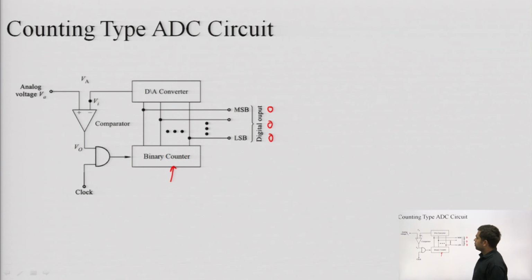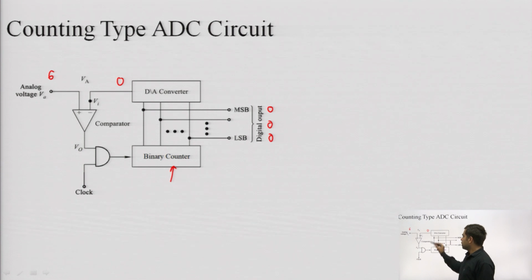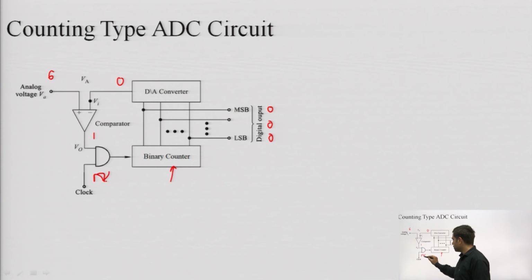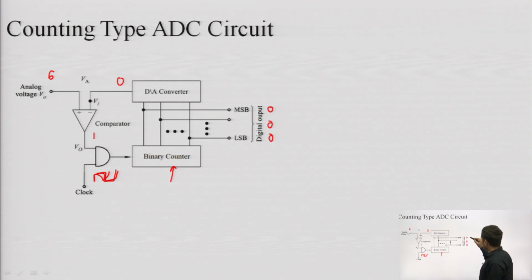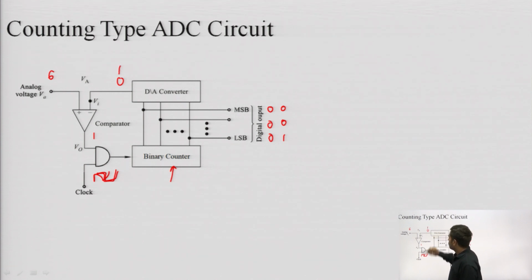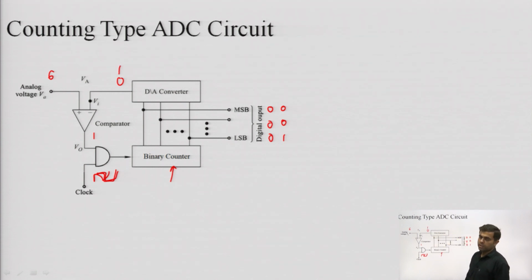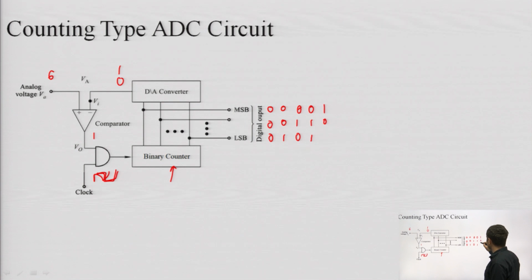So if we apply 6 here, the D to A converter output will be 0. 6 is greater than 0, so there will be 1, and there is a clock here. So this clock can enter the counter, the counter will proceed further, it will become 0 0 1. So if 0 0 1 is there, then it will become 1. Still the analog voltage is greater than the D to A converter output, so it will send one more pulse, then it will become 0 1 0. Similarly it will proceed further: 0 1 1, 1 0 0, 1 0 1, 1 1 0.